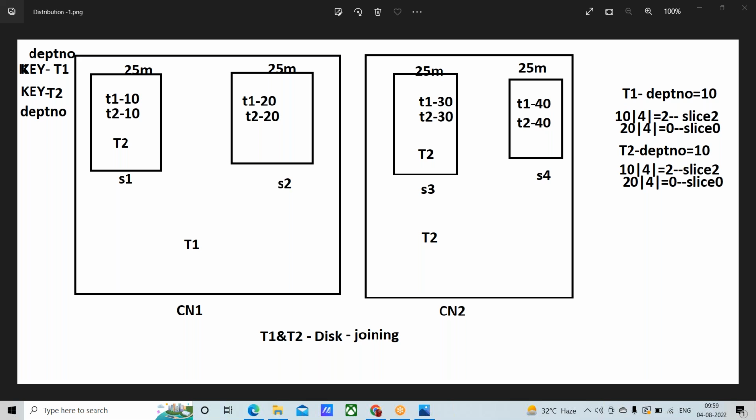So if both the tables are distributed based on key, that is always best, and that key column should be the joining column, meaning they will have matching values. If the same column is the key in both the tables, no problem, because matching values will be in the same place. So the join will happen locally. No further movement is required.